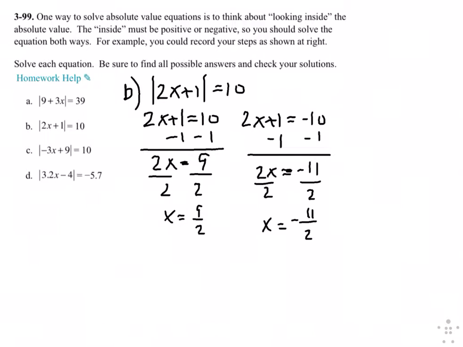So I would write that in set notation, negative 11 halves, 9 halves for B.